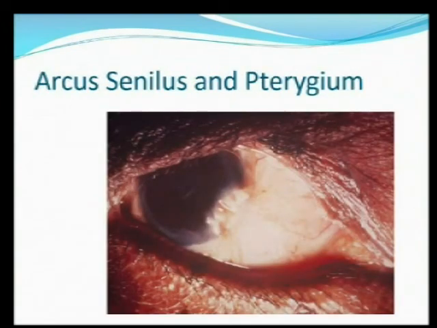Now this person is an older patient, and you can see they've got a double issue here. They've got the arcus, which is pretty clear to see, which would not be a problem. However, they also have a pterygium. You can see the growth going past the limbus, which would be a contraindication to contact lens wear.